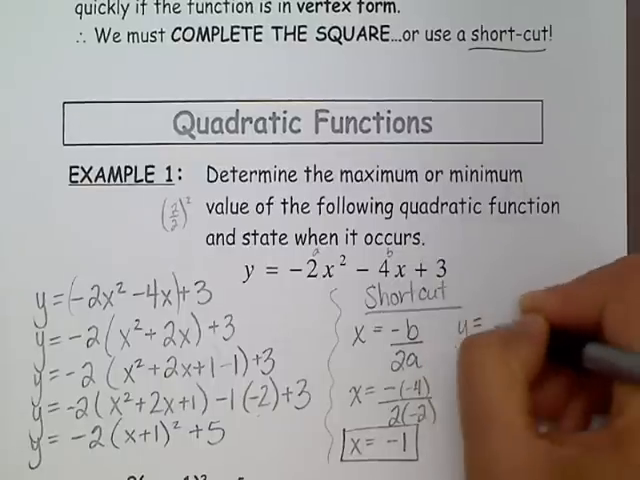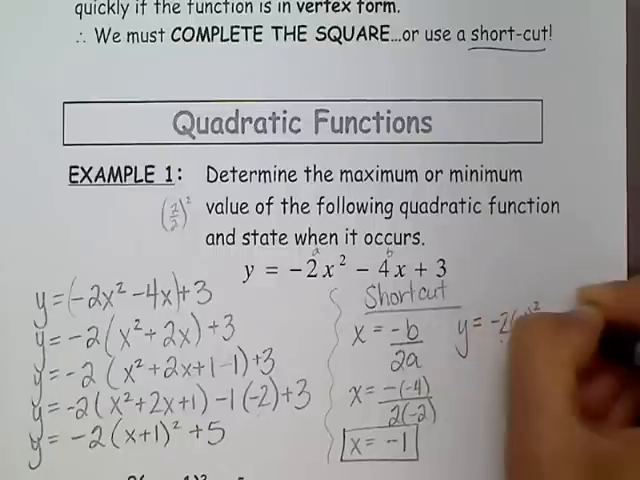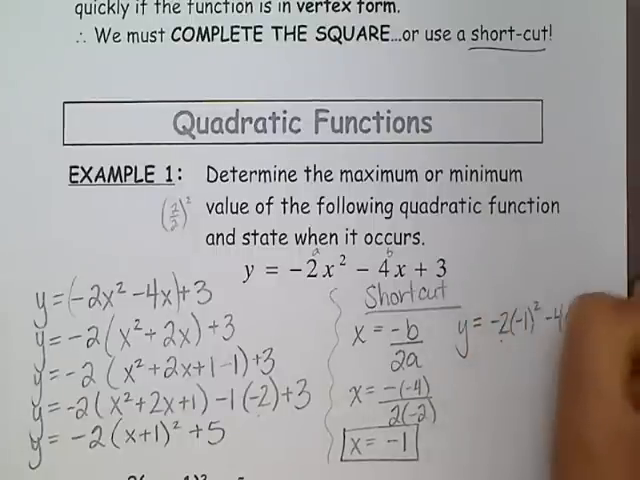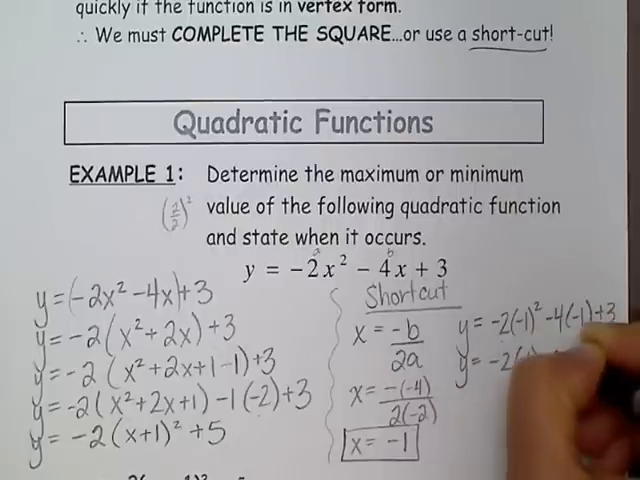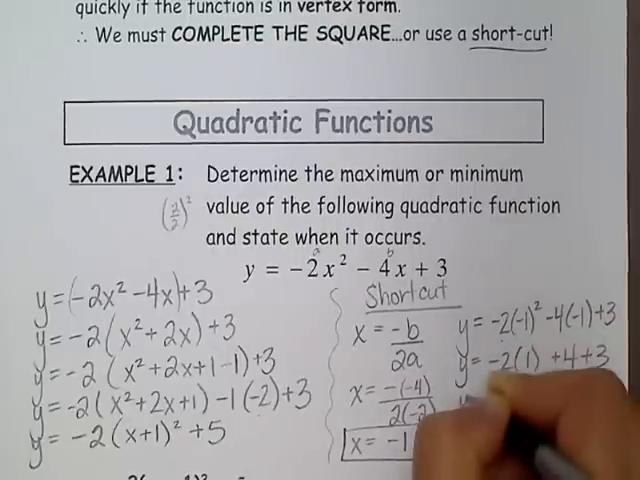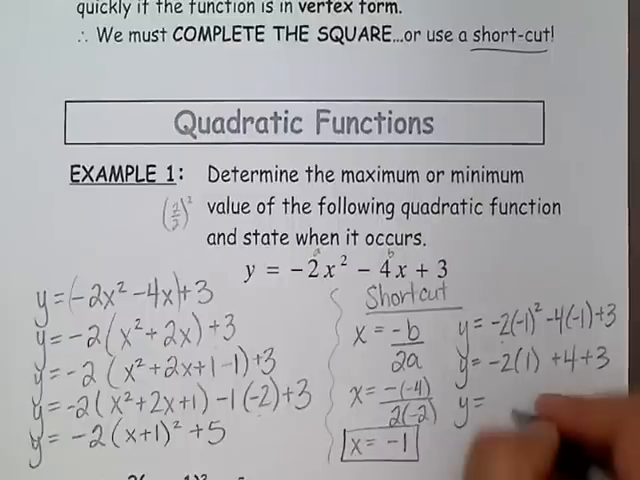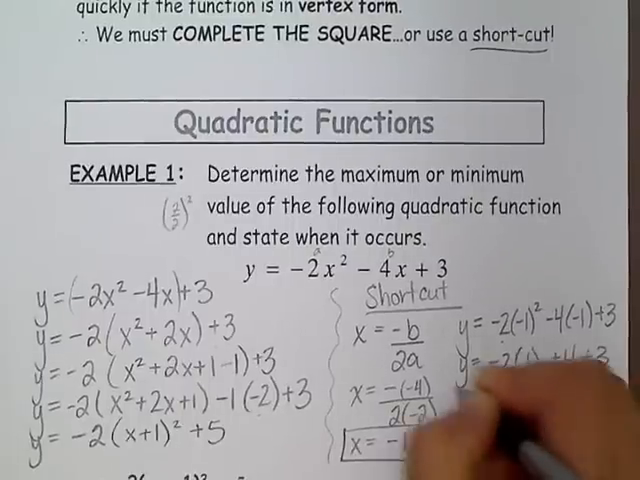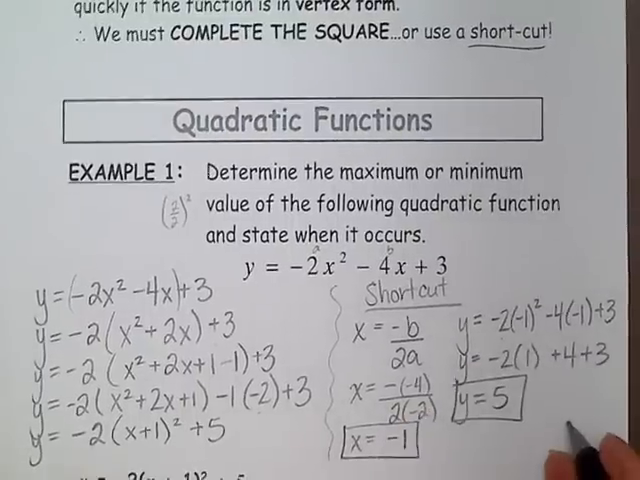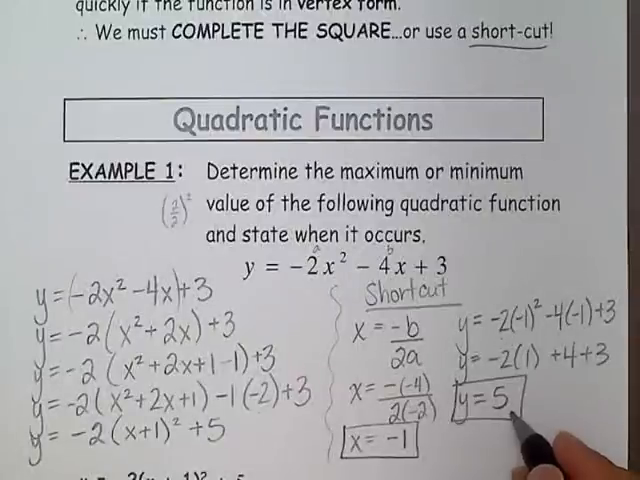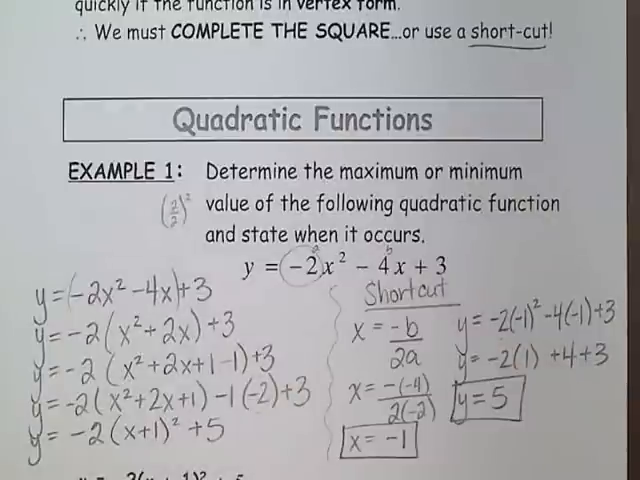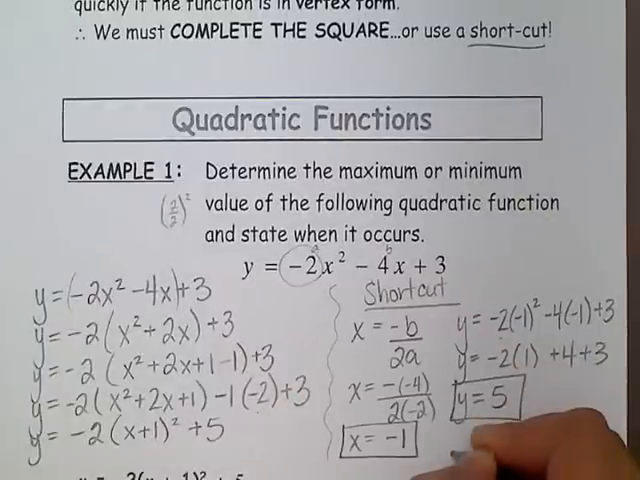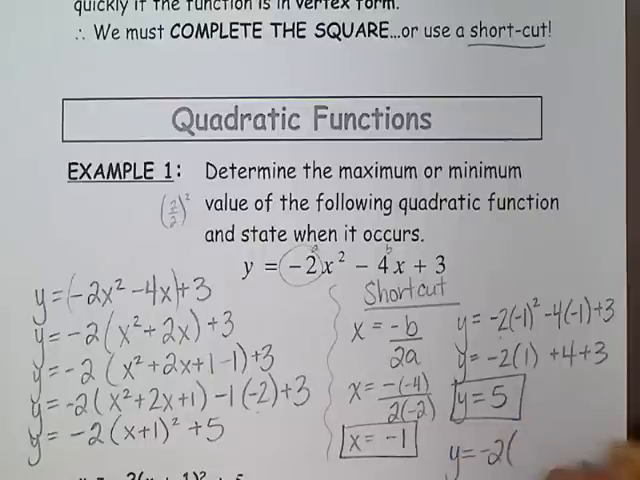So I get y equals negative 2 times negative 1 squared minus 4 times negative 1 plus 3. So that gives me negative 2 times 1 plus 4 plus 3, which gives me negative 2 plus 7, which is equal to 5. Okay, now that I know the x and the y coordinate of the vertex, I can actually write this in vertex form. My a value never changes. Okay, so I can rewrite this in vertex form and get y equals negative 2.